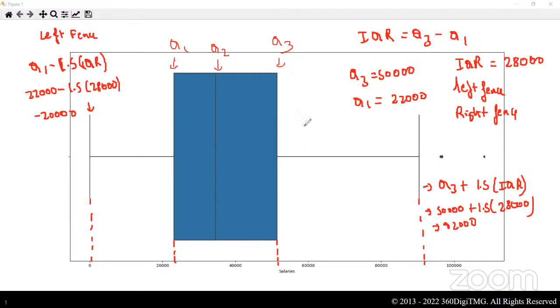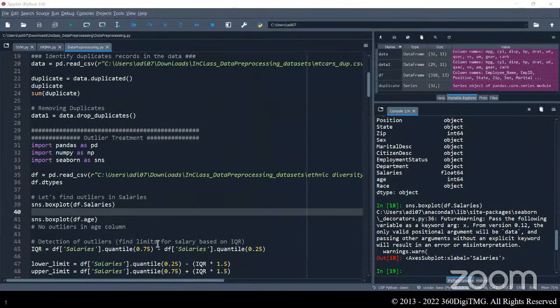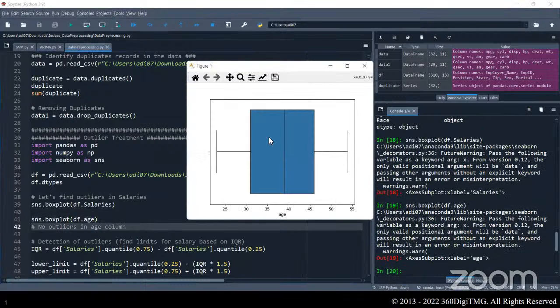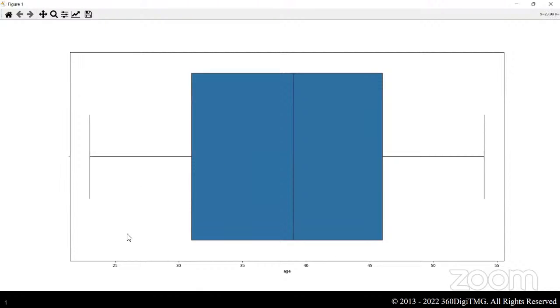So what we are saying here is any value that falls between 0 and 92,000 is considered not an outlier. Anything that falls outside of these boundaries is known as an outlier. We have a few points here that lie beyond the right fence, so these values are called outliers. Moving forward, we can also check for outliers in age, and here we can see that we don't have any such outliers.